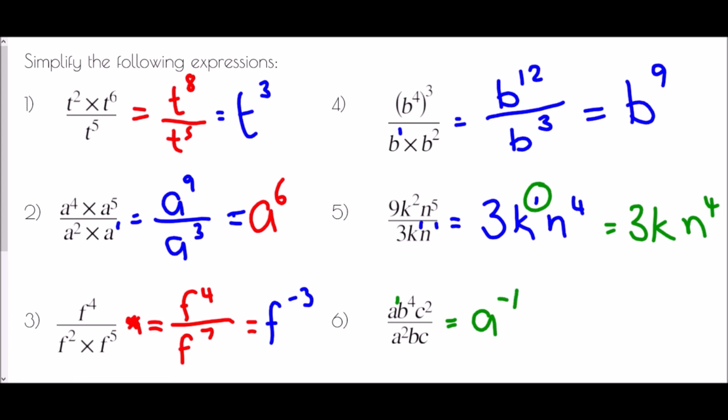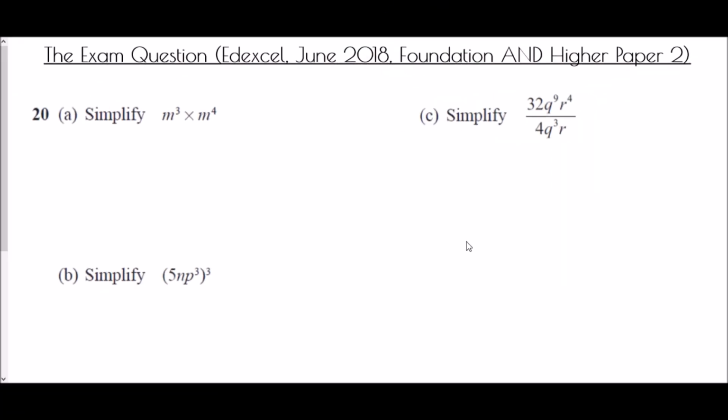If I move to b, I've got b to the power of 4 divided by b. Now again, that's a power of 1. So b to the power of 4 divided by b to the power of 1, that would be b cubed. And then c squared divided by c, again that's a power of 1, so 2 take away 1 will be 1. We would just have c. It would be a to the power of negative 1, b cubed, c.